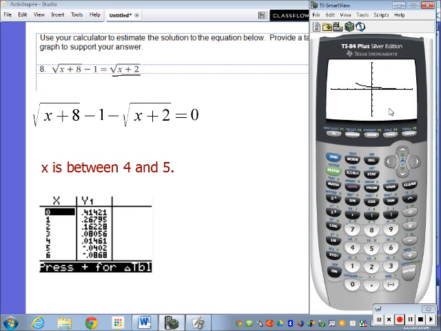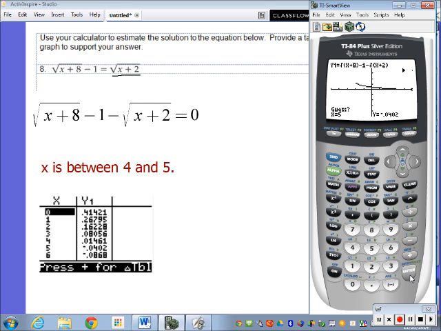So in order to find that, I go to Second, Calculate, above the trace button. And number 2 says 0, and that's what I'm calculating, the 0 of this function. So press 2. And it's going to ask you left bound, right bound, guess. Your left bound is your lower x value. So instead of moving your cursor back and forth, you can just enter this 4 that you've already discovered using your table. So my left bound is x equals 4. Press enter. My right bound is to the right, which is x equals 5. I've already found that. 5.